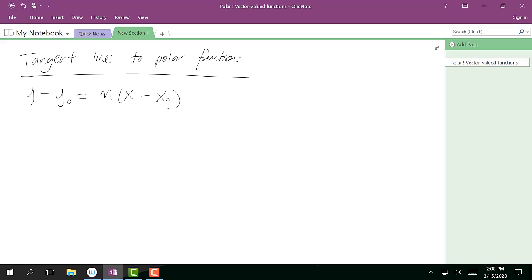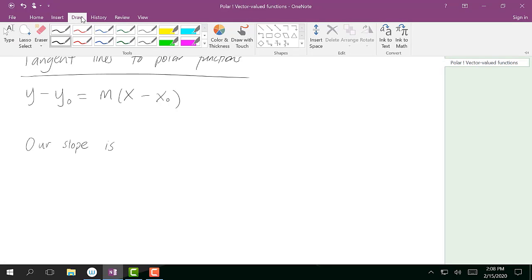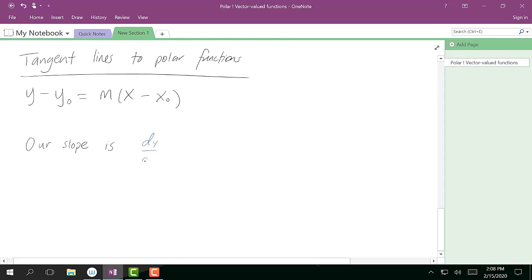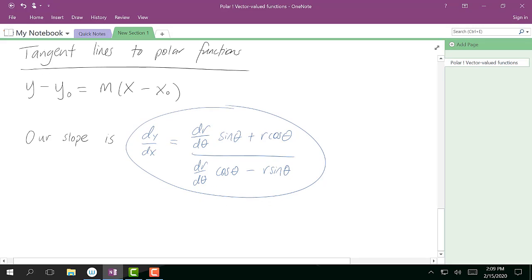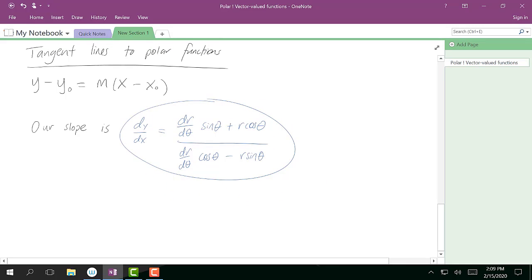So let's go ahead and find an expression for that. Our slope is dy dx, which is equal to dr d theta, the derivative of r with respect to theta, times sine of theta, plus r cosine of theta, all divided by dr d theta cosine of theta minus r sine of theta. Here's another equation that we're going to use, so go ahead and jot that down. And we're going to look at a particular example.